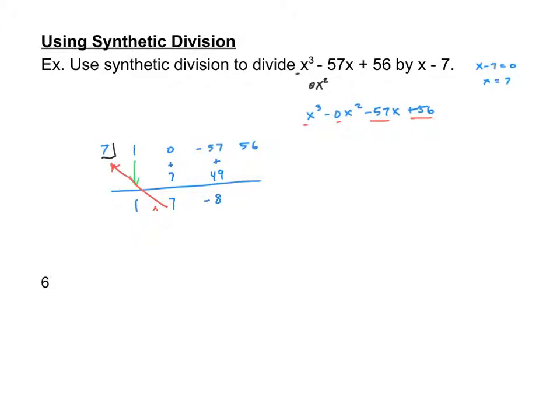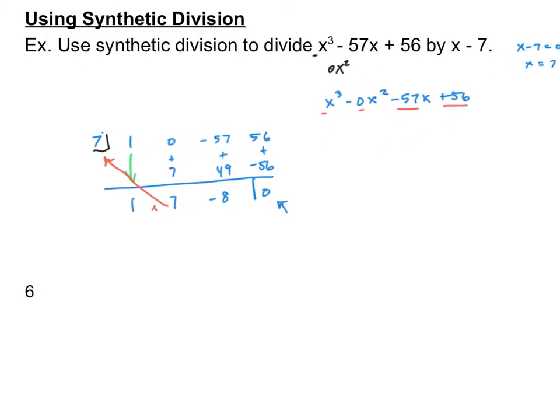And again, I'm going to multiply across. So I have negative 8 times 7, which is going to give me a negative 56. I'm going to add down, and that gives me a 0. And this 0 is actually going to be my remainder.